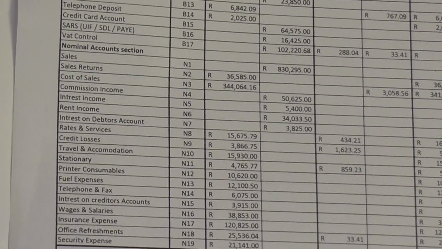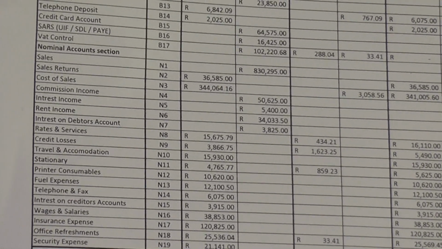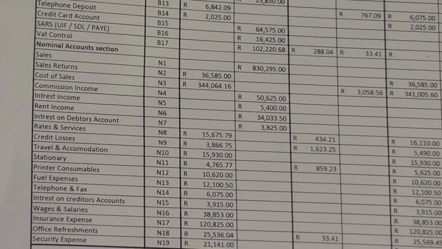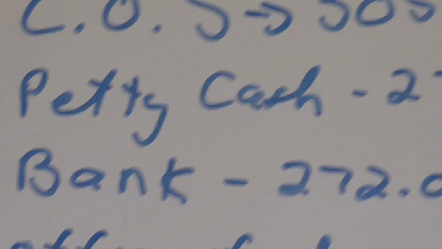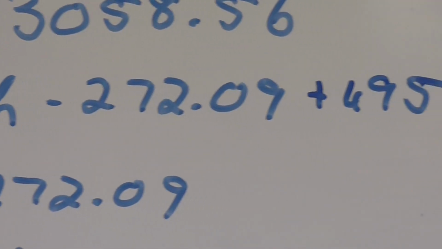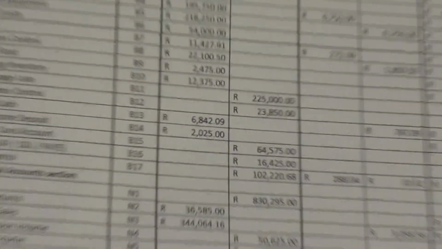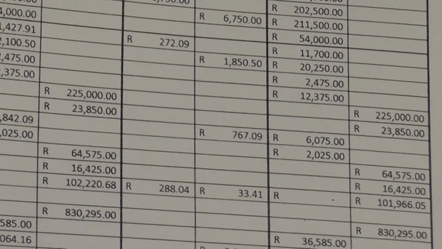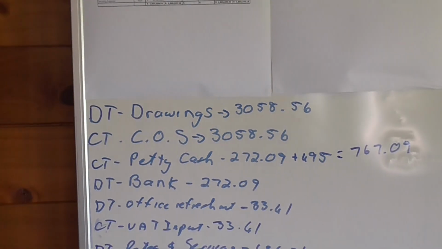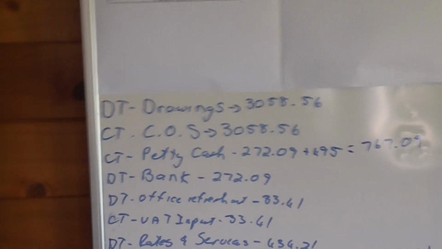Okay, let's go see where's cost. There we go. There's cost of sales. And then you just put that amount in the credit, 3058.56. The petty cash, you credit petty cash, which is the 272.09 plus 495 is 767.09. Then you go to your petty cash account. Let me just find that for you. There we go, petty cash B13, 767.09. All right, and that you do with all of those corrections that you have done. You just simply fill them in there, and then you need to add them.